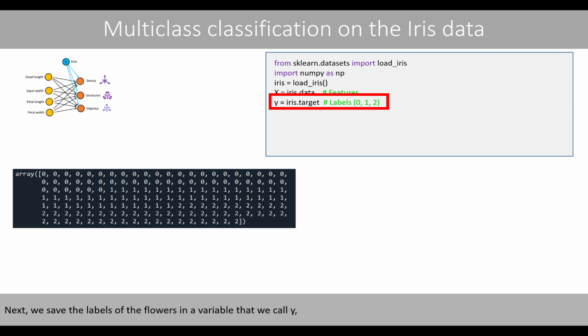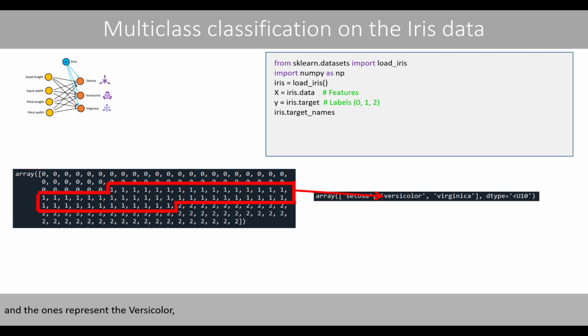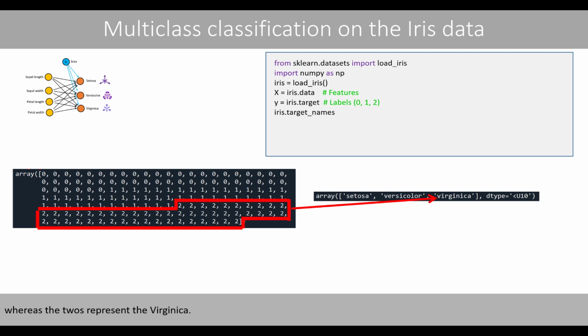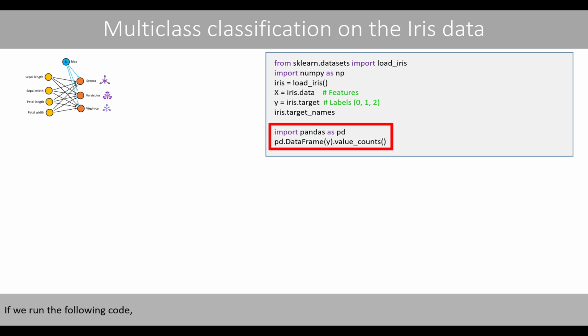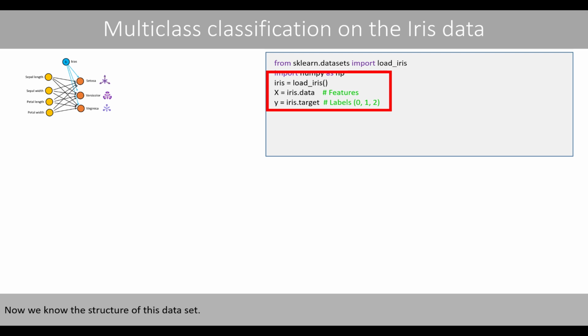Next, we save the labels of the flowers in a variable that we call y, where the zeros represent the Setosa flowers and the ones represent the Versicolor, whereas the 2s represent the Virginica. If we run the following code, we can see that we have 50 Setosa, 50 Versicolor, and 50 Virginica in the dataset. Now we know the structure of this dataset.